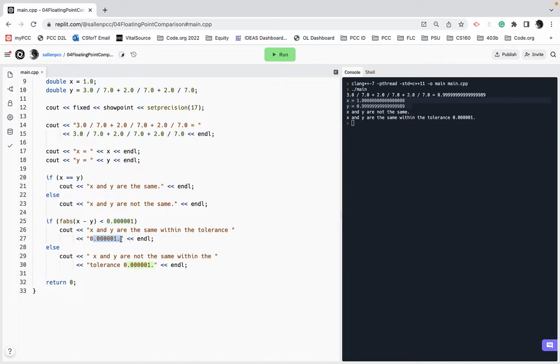Okay, so just keep that in mind. In programming, you cannot use equality to test if two floating point numbers are equal.